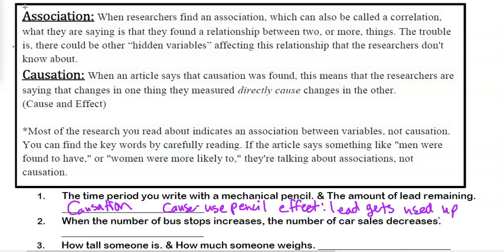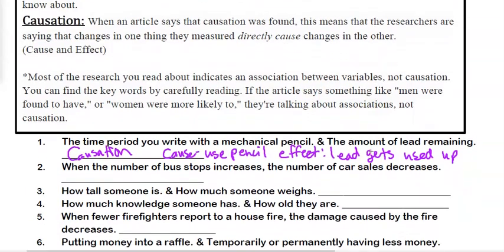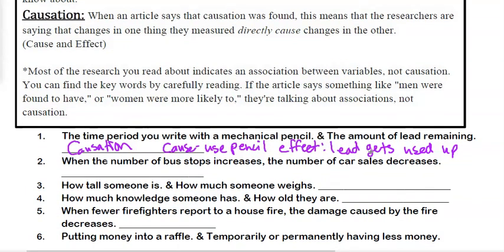Now you don't have to write that for each of these. You could just write causation or association. But when you're trying to determine which one it is, think if you could actually make a cause and effect that goes with the statements. Let's look at the next one.